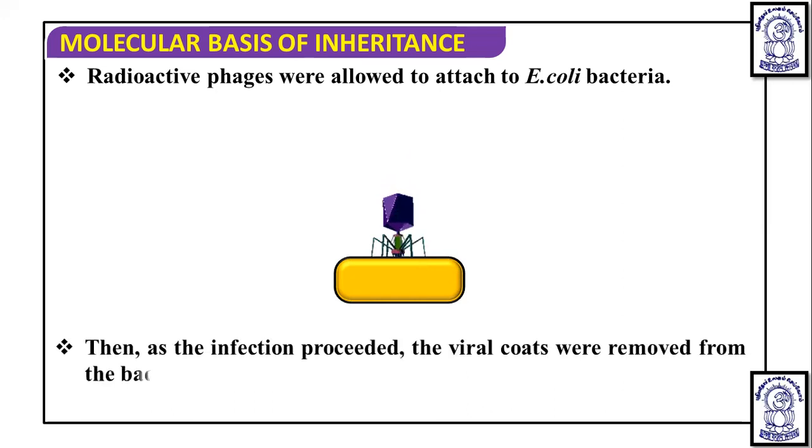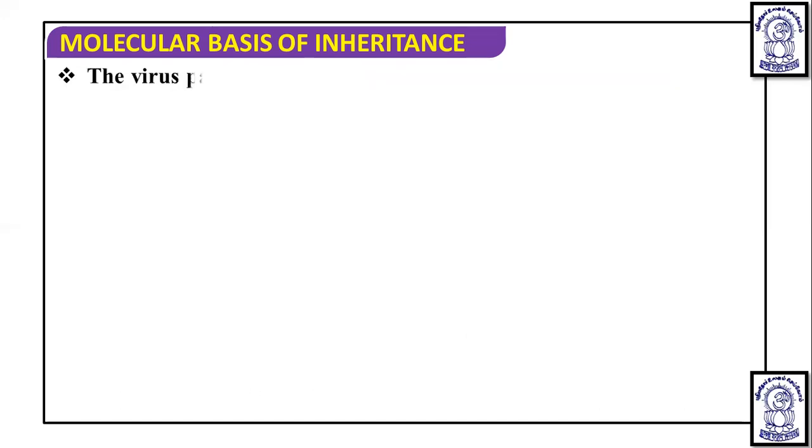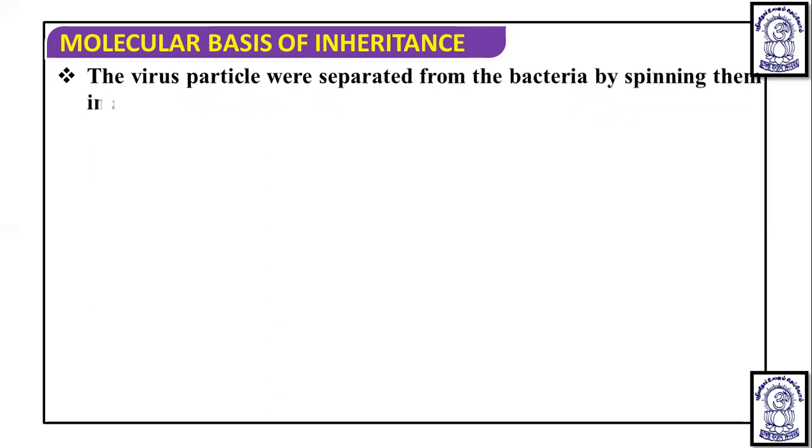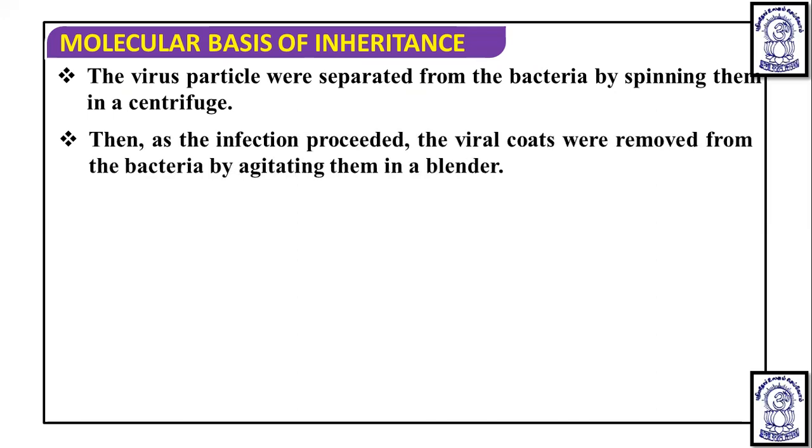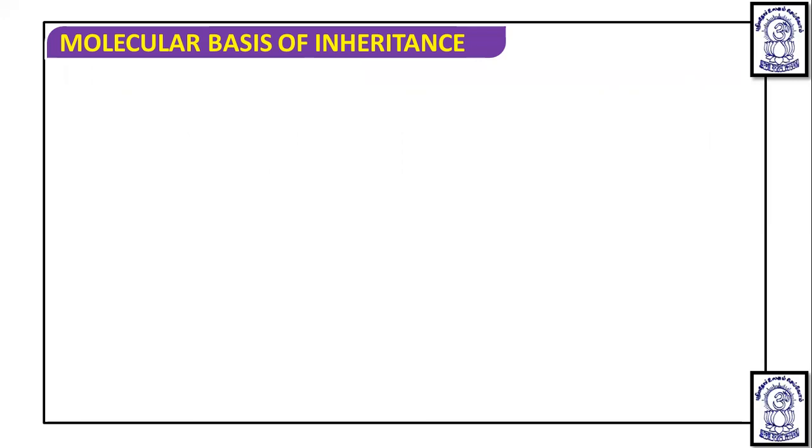Then, as the infection proceeds, the viral coats were removed from the bacteria by agitating them in a blender, and in such a way the virus particles were separated from the bacteria by spinning them in a centrifuge. If we talk about this experiment in more detail, you will come to know that it is carried out in three phases. So let's talk about the three phases which are included here.